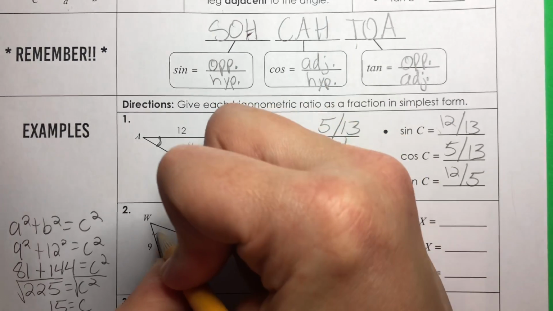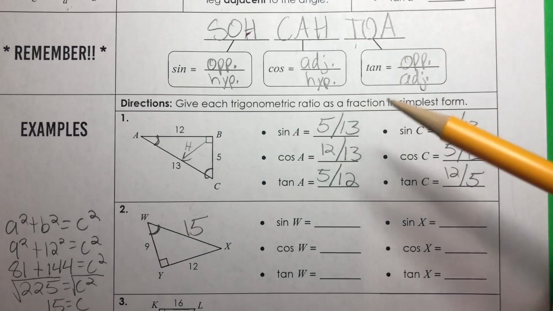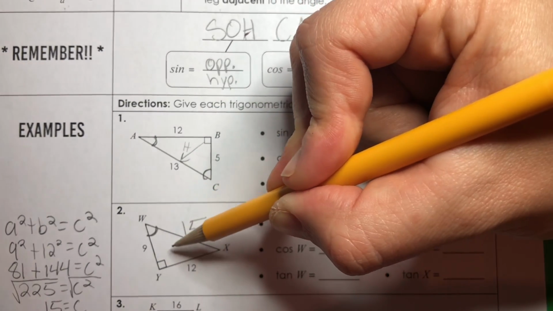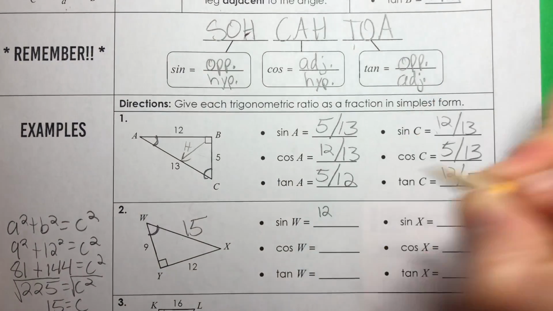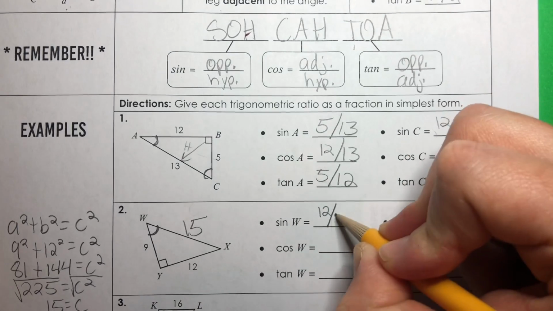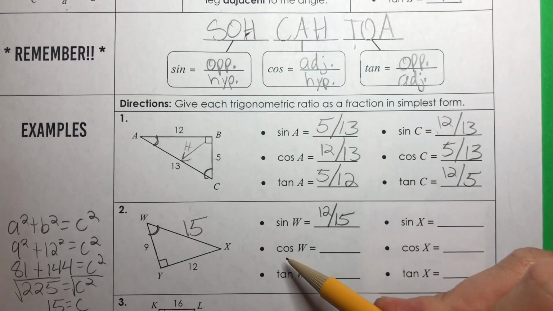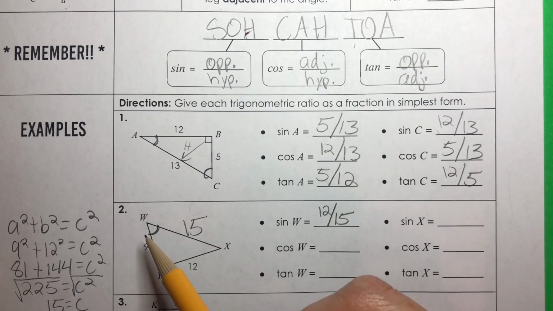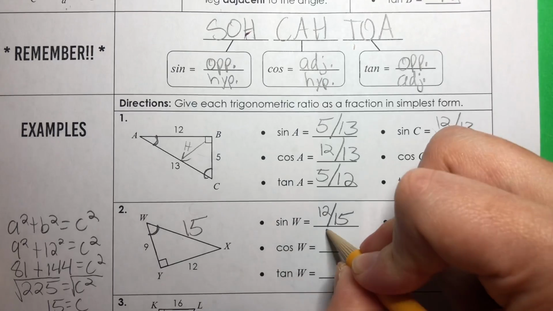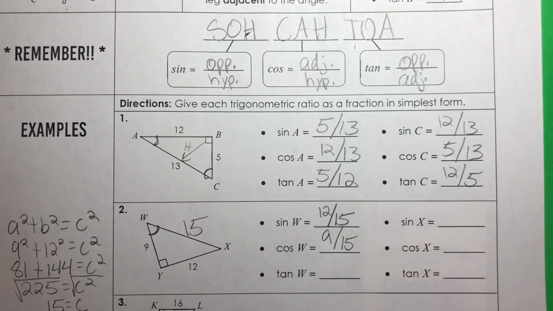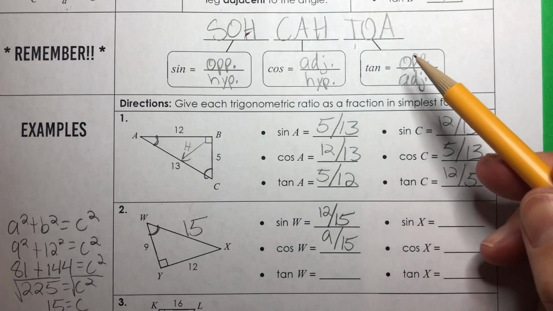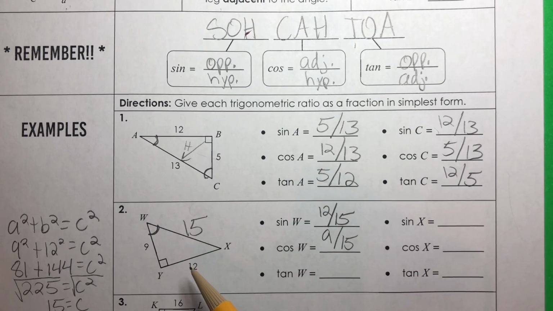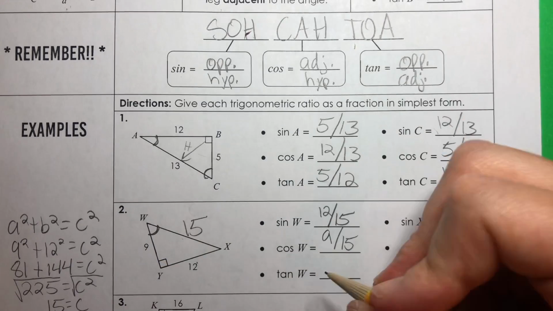So here's angle W, which is what we're referencing first. The sine is our opposite leg over the hypotenuse. So what's opposite of angle W? Across from it is the 12, and the hypotenuse is 15. Cosine is the adjacent leg over the hypotenuse. So what leg is adjacent to angle W? It's the 9. And the hypotenuse is 15. The tangent is the opposite leg over the adjacent leg. So the leg that's opposite of angle W is 12. The adjacent is the 9.